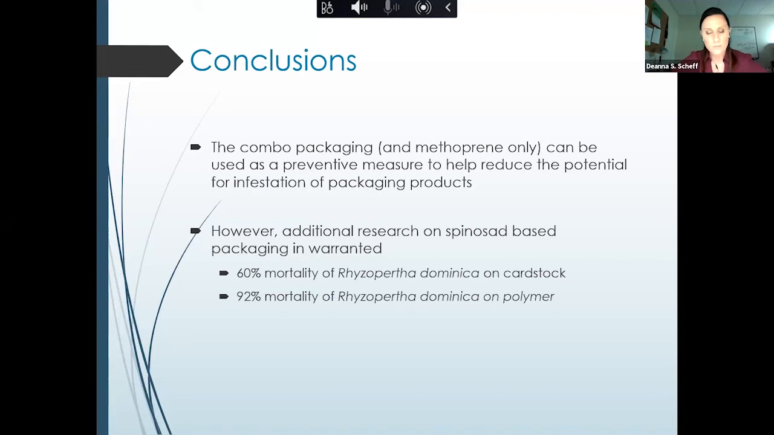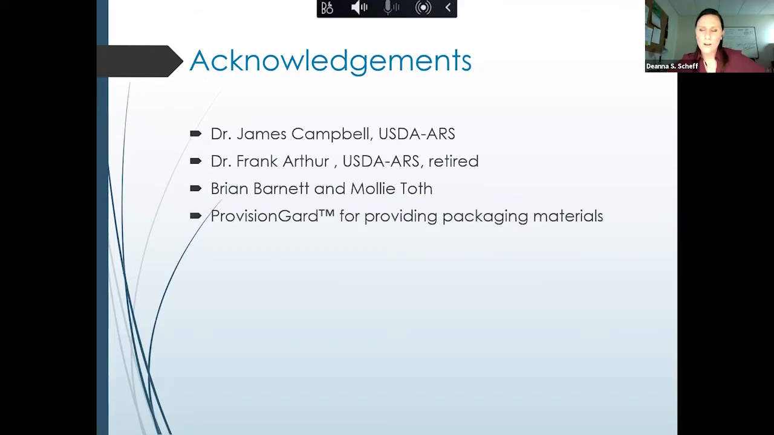This is just one snippet of one insect that we looked at, but briefly, we also looked at another species, Rhyzopertha dominica. With this insect, when we looked at adults and that same mortality, we had 60% on cardstock and 92% on polymer. So it's working great on the Rhyzopertha, not as good on the larvae or the warehouse beetle, or excuse me, adults on the warehouse beetle.